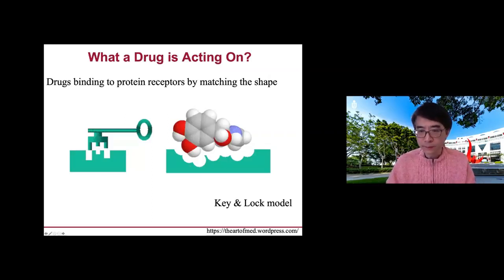Now this, of course, is a three-dimensional structure of a small molecular compound, right? This red dot corresponds to an oxygen atom, this white dot corresponds to a hydrogen atom, and the gray dot corresponds to a carbon. So these are connected to form a chemical compound.